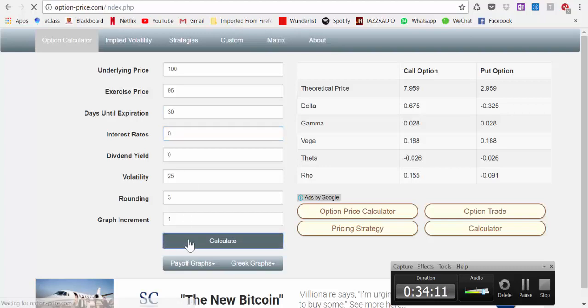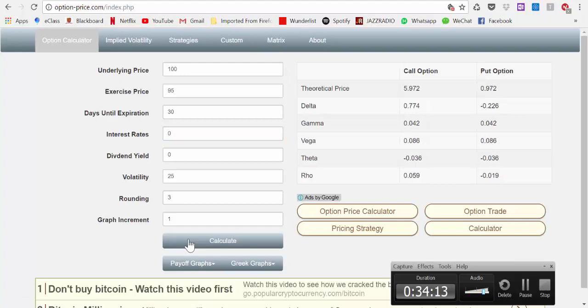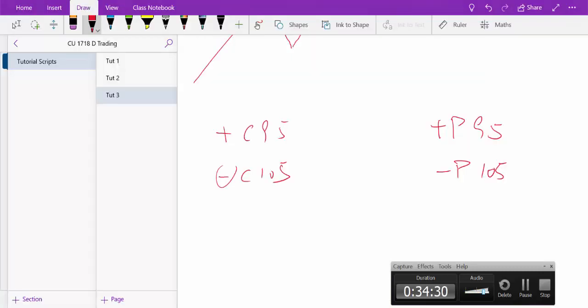So if I do the long call spread, this is what I'm going to end up buying, okay, so I buy a 95 strike call, which will cost me 597.